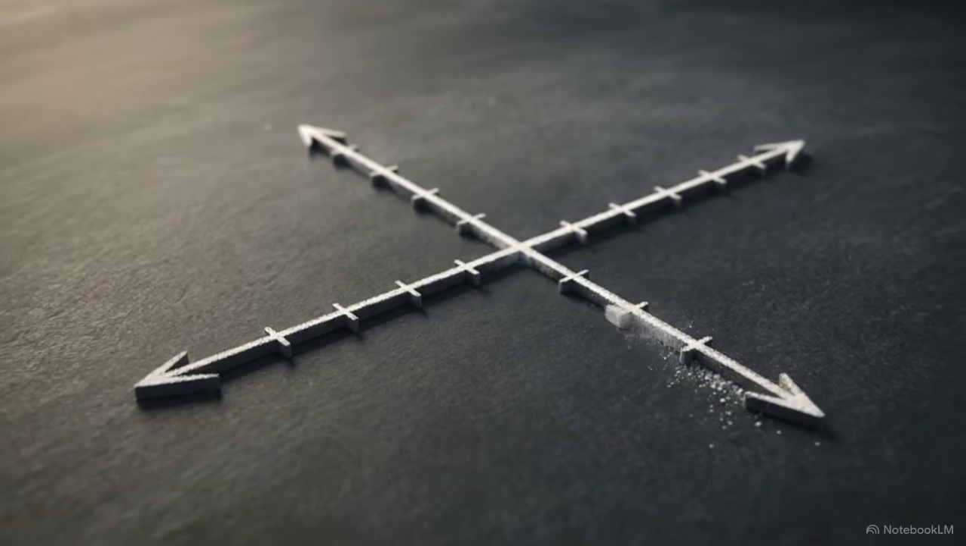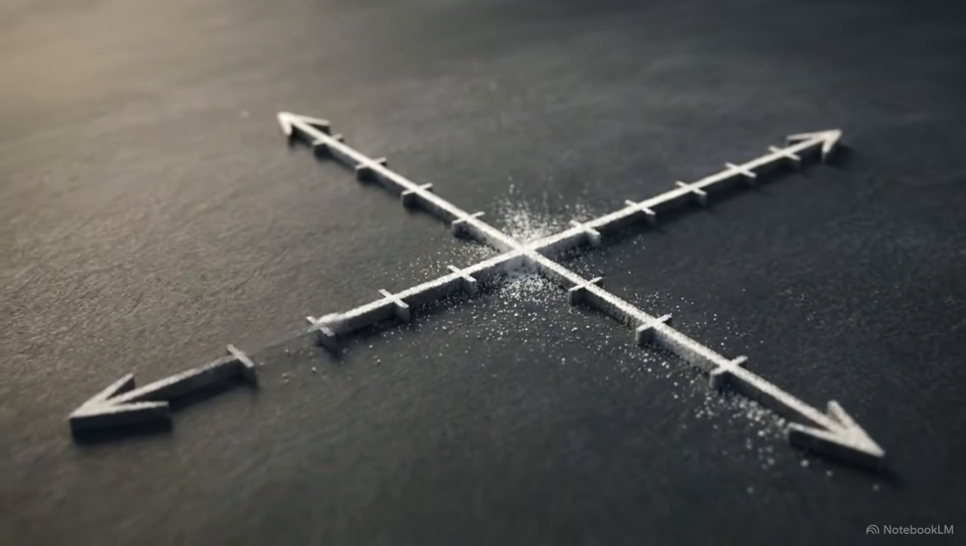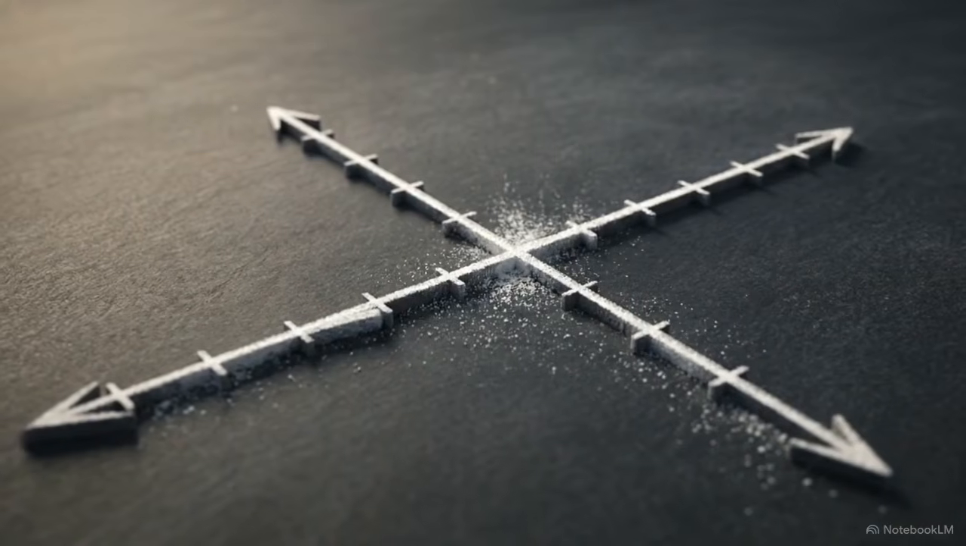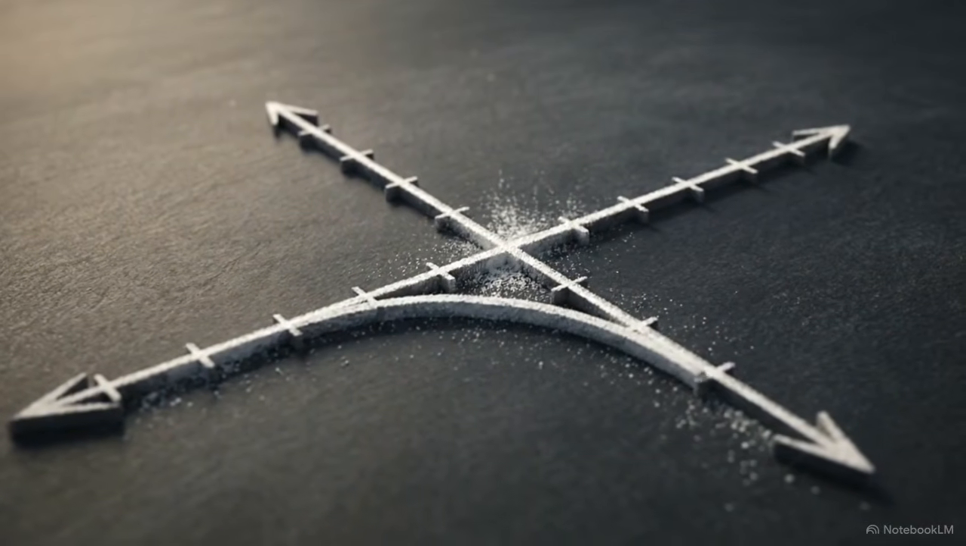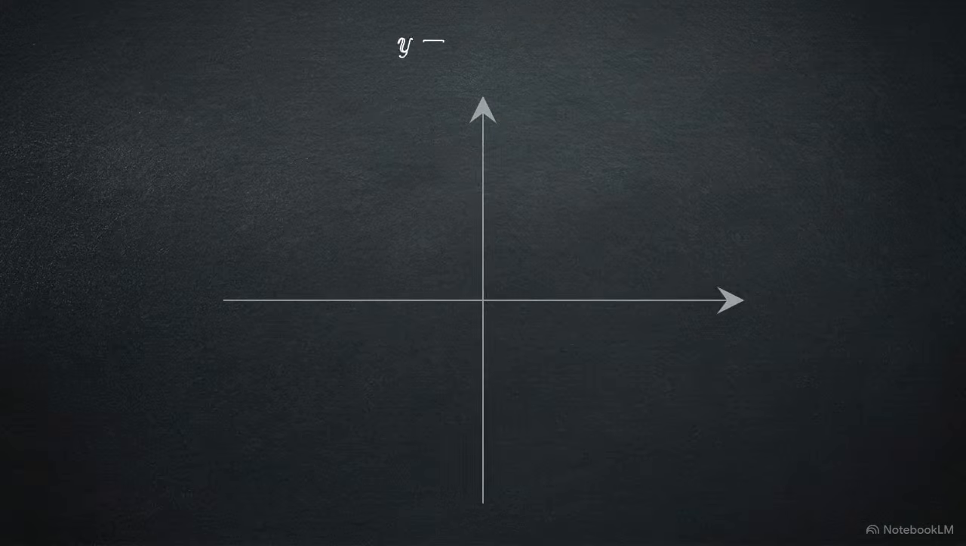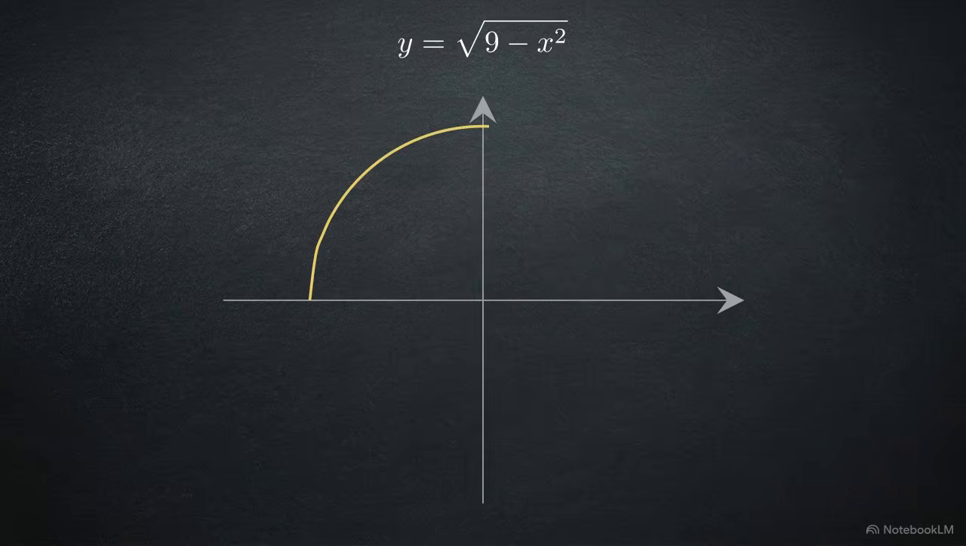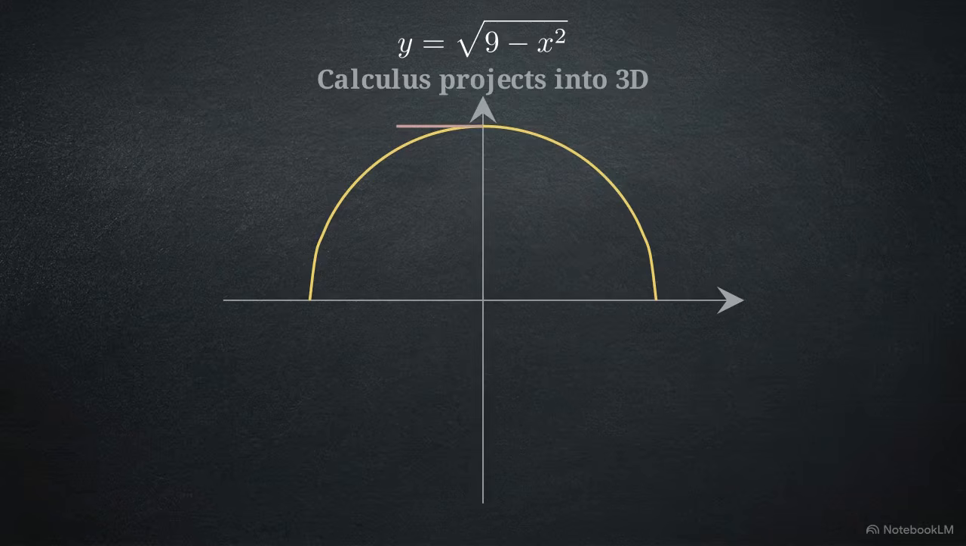Calculus functions as a precise dimensional translation layer, a mechanical engine for building geometry out of coordinate data. The equation y equals the square root of 9 minus x squared defines a relationship. Calculus projects it into 3D. First, optimization isolates single critical limits.